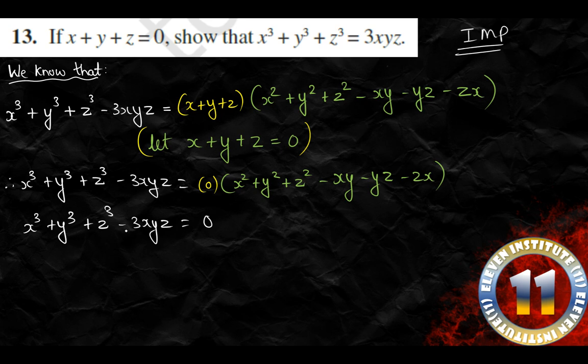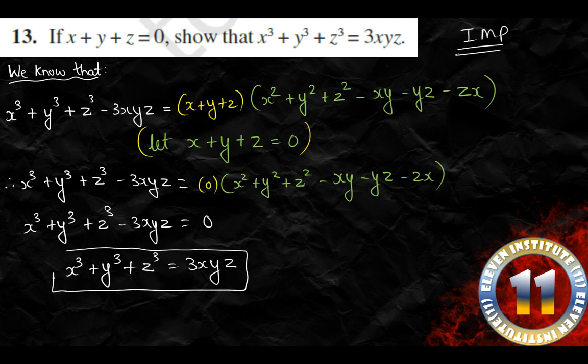Fine, now simply this minus 3xyz will go to the right side and it will become plus 3xyz. So then we will have x cube plus y cube plus z cube is equal to 3 times xyz. This is what we wanted to prove.